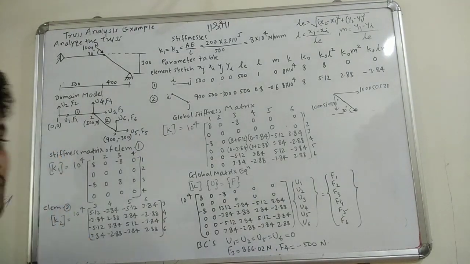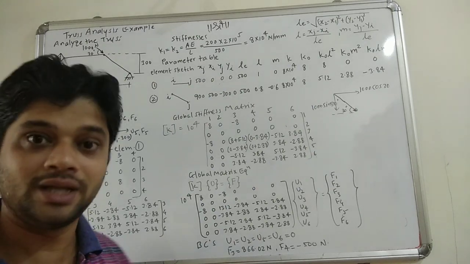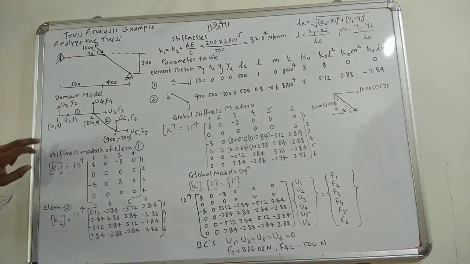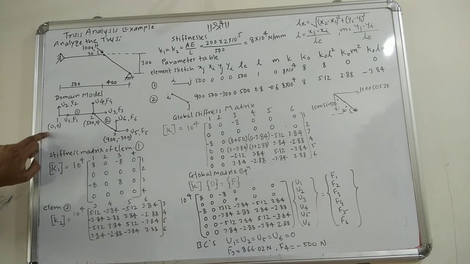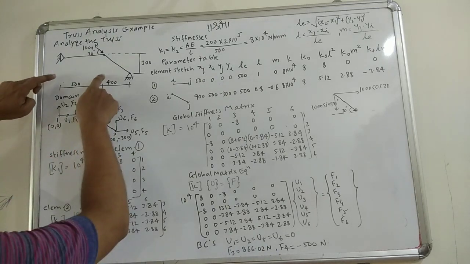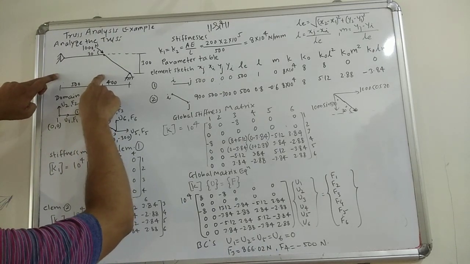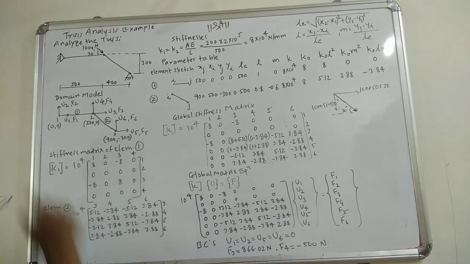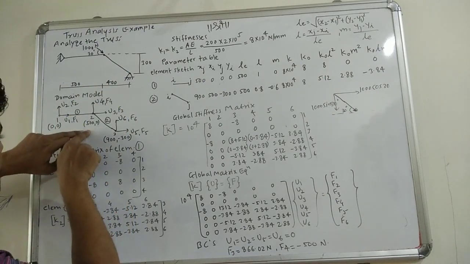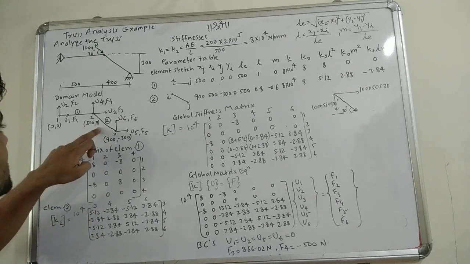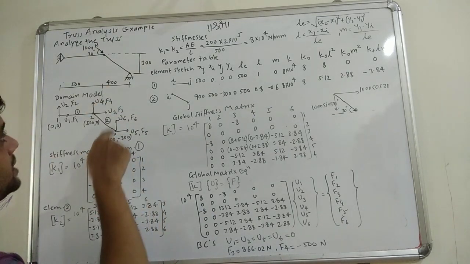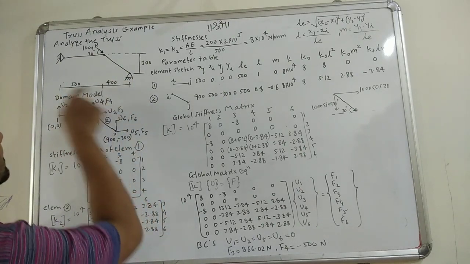Keeping that in mind, we also need to identify the coordinates for these points. Let us start with the first point being the origin for our system, so this point comes out to be 0, 0. Then we have been given this particular length as 500. This is a horizontal member, so the second coordinates will become 500 comma 0.